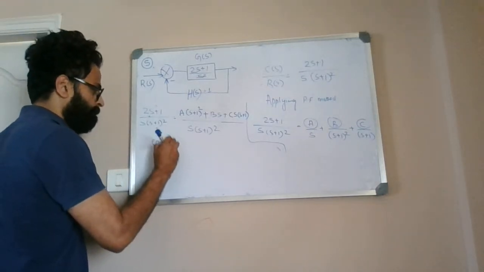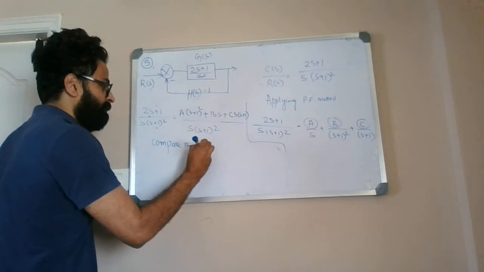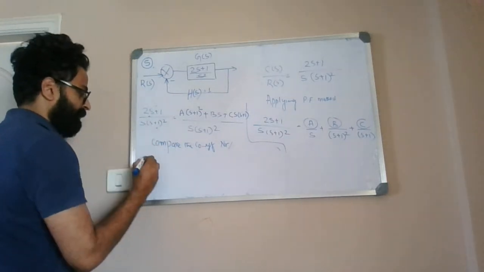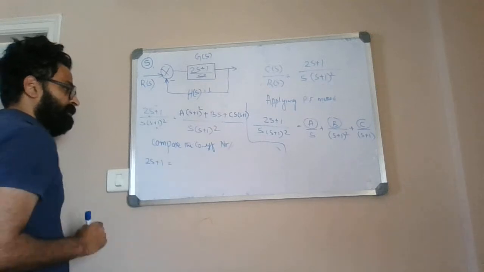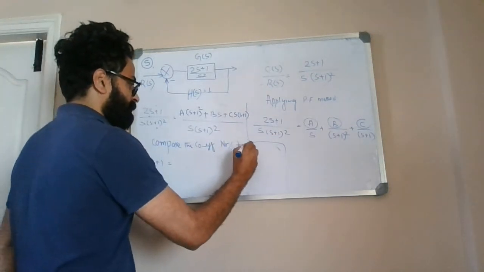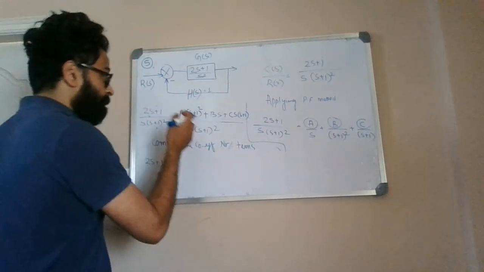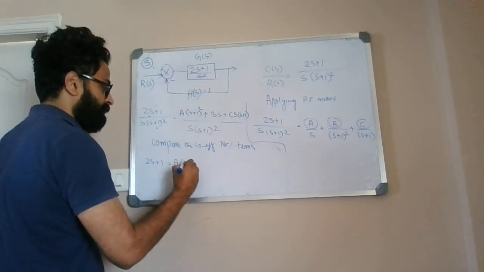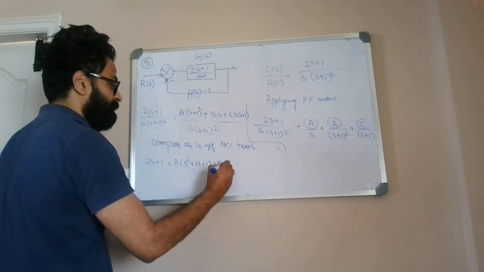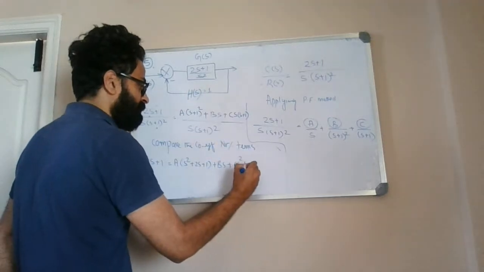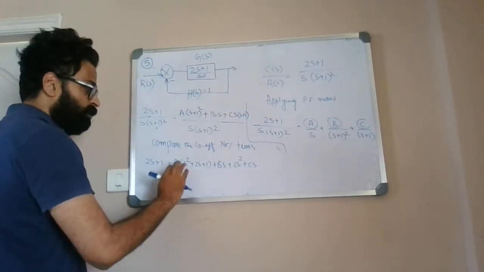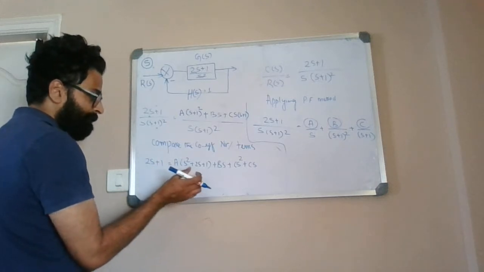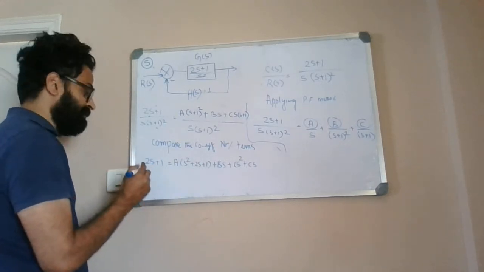Now compare the coefficients of the numerator terms. On the left hand side, you have the numerator as 2s plus 1. Here let us expand. So you get a into (s square plus 2s plus 1), plus bs, plus cs square, plus cs. Now what you can do is group the s square terms together and the s to the power 1 terms together, so you will be able to compare the coefficients with the LHS terms.